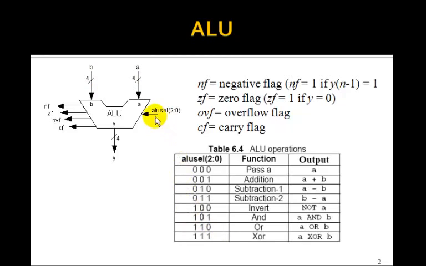And finally, if we make ALU select 7, it does an exclusive OR, bitwise exclusive OR. Each bit of A is exclusive ORed with each bit of B, and the result's in Y. So these are the 8 operations for this ALU.